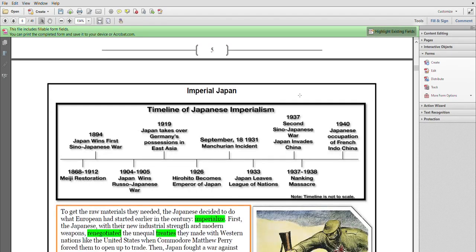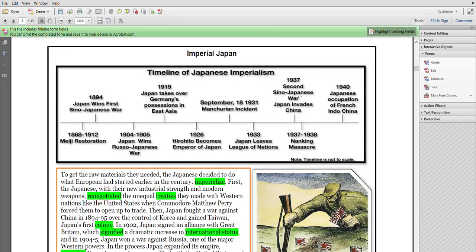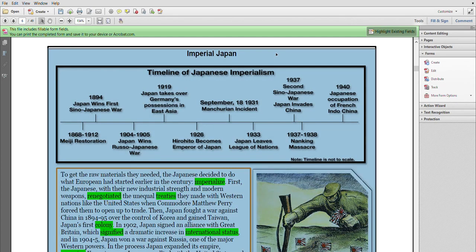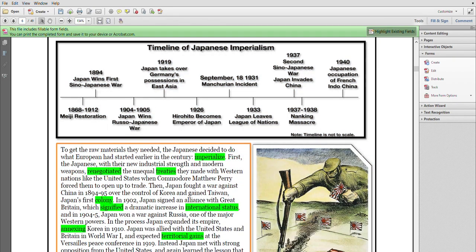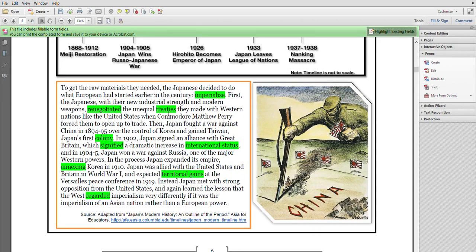Okay. We're going to come down to the next page, which is page 6, and we're going to see Imperial Japan. The timeline of Japanese imperialism, right here. You read through the timeline, and then the text that follows. To get the raw materials they needed, the Japanese decided to do what Europeans had started earlier in the century, imperialize.